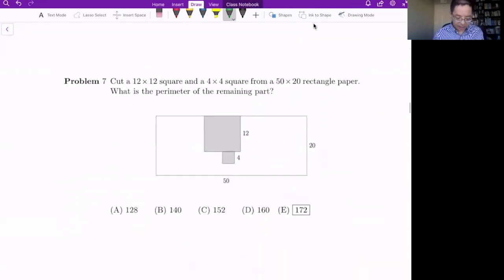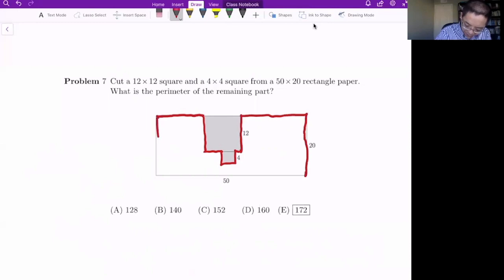Number 7. Here we start from a rectangular paper and we cut 2 squares in this way. The question is, we need to find the perimeter of the remaining part. So let's trace the perimeter of the remaining part. We go this way, that way, that way. So this is the remaining part, and we trace its boundary right here.